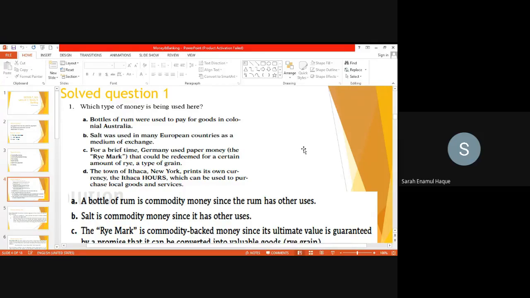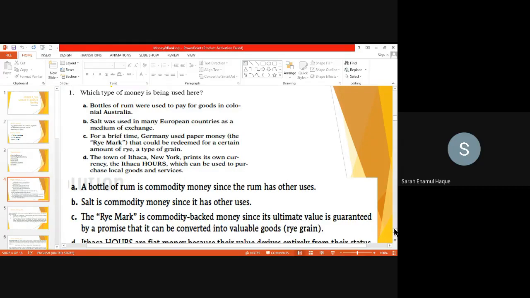Okay, and let's look at part C. For a brief time, Germany used paper money, the rye mark, that could be redeemed for a certain amount of rye, which is a type of grain. Rye is a type of grain, just like wheat and other types of grains that we know. In Germany, they used something called the rye mark. If you had that paper, you could go to someone and exchange that paper for a certain amount of rye.